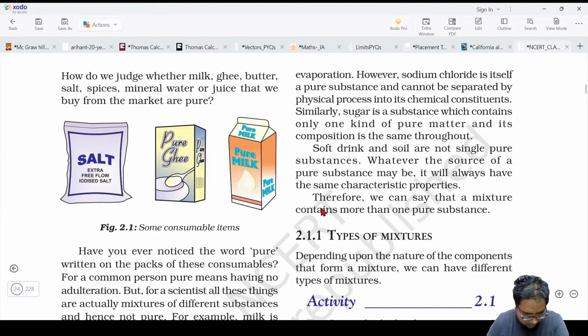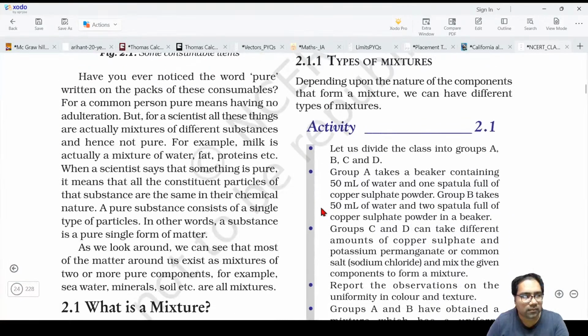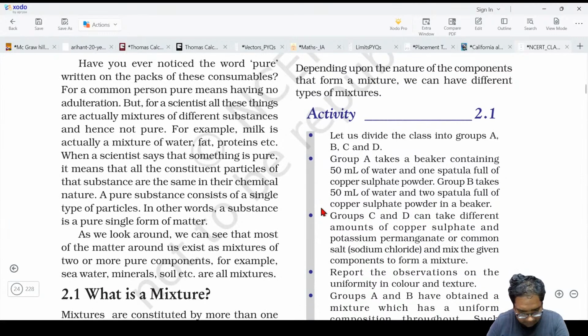So please scroll. Milk is actually a mixture of water, fat, proteins, etc. When a scientist says that something is pure, it means that all the constituent particles of the substance are the same in their chemical nature. A pure substance consists of a single type of particle. In other words, a substance is a pure single form of matter. Okay, what is it saying? A pure substance consists of a single type of particle. In other words, a substance is a pure single form of matter.